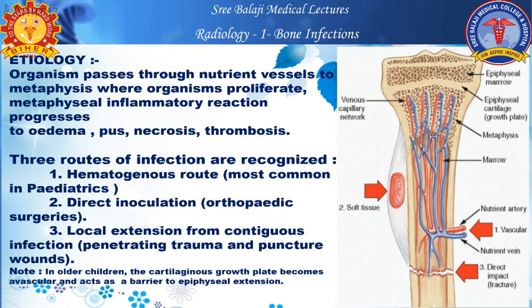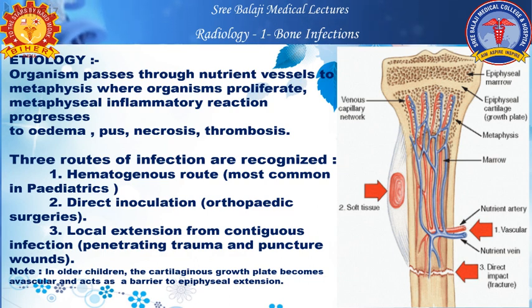In the hematogenous route, the organisms pass into the bone through the nutrient arteries, and they settle down at the capillaries located at the metaphysis of the bone. Those organisms multiply, forming edema of the bone, then necrosis of that area and pus formation, resulting in radiological features which will be manifested after a few days. In younger children, the cartilaginous growth plate is avascular, so it prevents the infection from spreading from the metaphysis to the epiphysis.